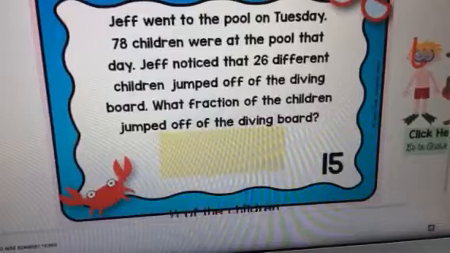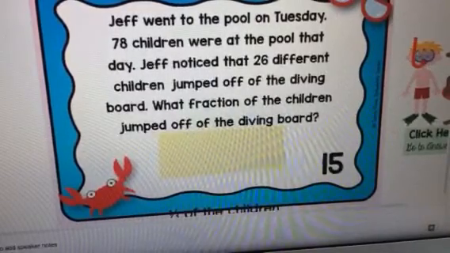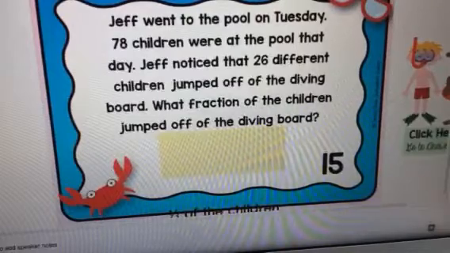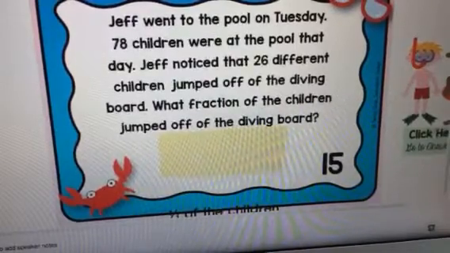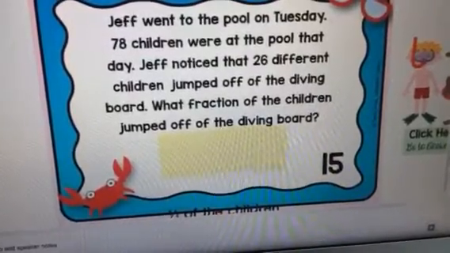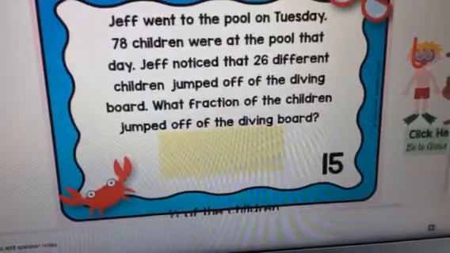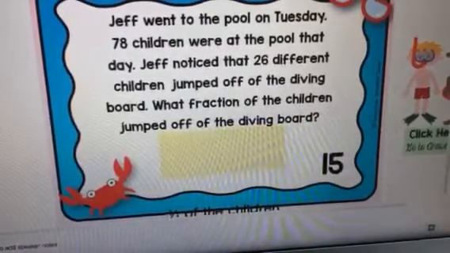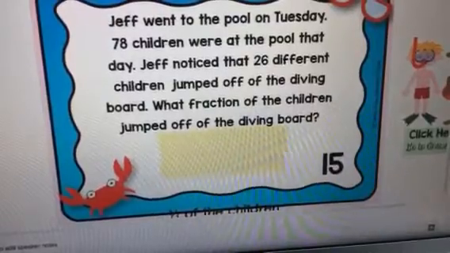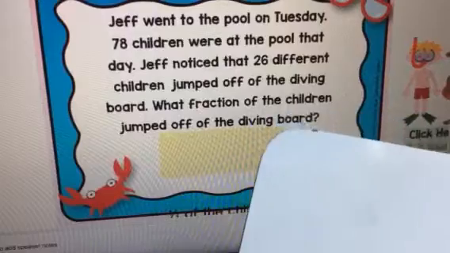Jeff went to the pool on Tuesday. 78 children were at the pool that day. Jeff noticed that 26 different children jumped off the diving board. What fraction of the children jumped off the diving board? Now, this gets into some division that we have not actually learned how to do in 4th grade with 2-digit divisors. And this is basically how you would do that. You divide the number that they're asking about by the whole group.